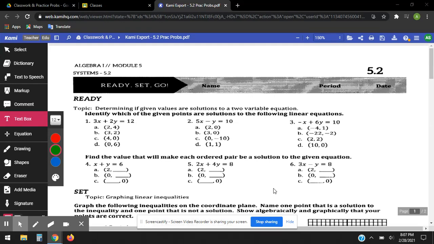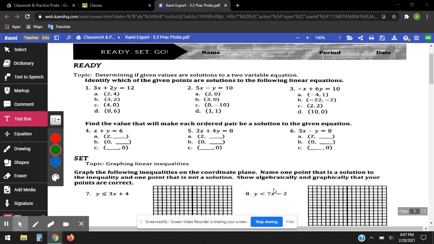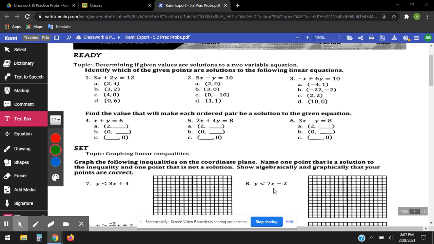Hi, this is Algebra 1, Module 5, Lesson 2, Practice Problems. Let's go ahead and practice finding solutions to equations. It says, identify which of the given points are solutions to the following linear equation. So it could be more than one.